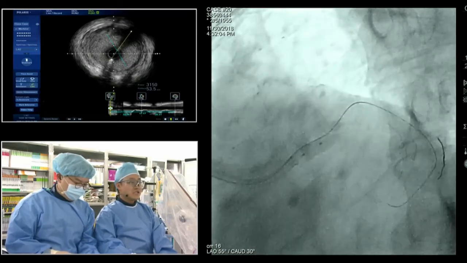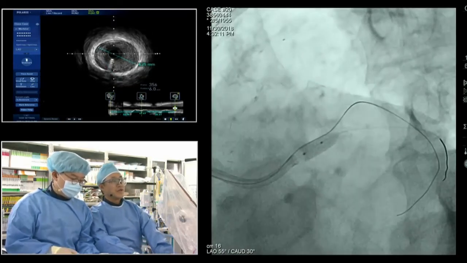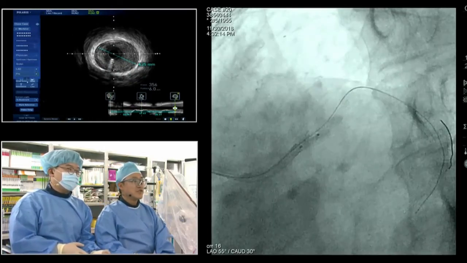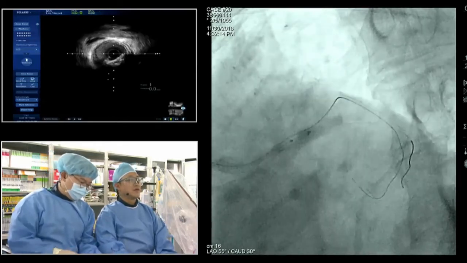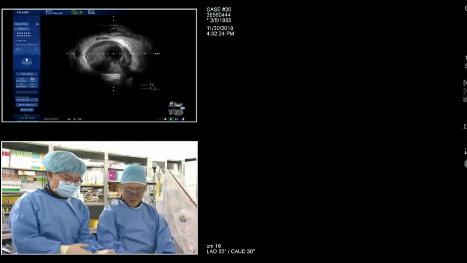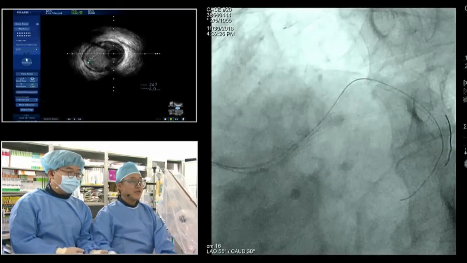This is a 5.0, 14. Okay, deflate. This is to try to remove the malapposition. Okay, go. I think it's enough. Once more, 12. Quite enough. I think it's okay. Okay, deflate. And then check the angio and then check the final IVUS again.